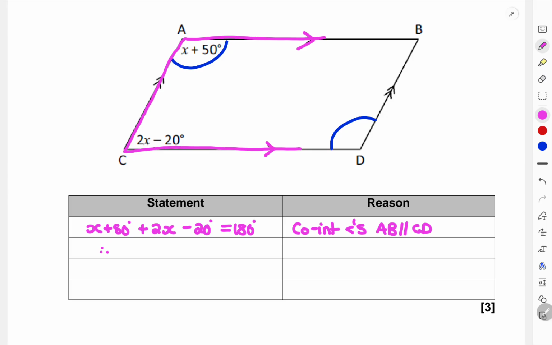So thus, x plus 2x is 3x, 50 minus 20 is plus 30, gives you 180. Thus, 3x is equal to 150. Divide by 3 on each side. Thus, x gives you 50 degrees.